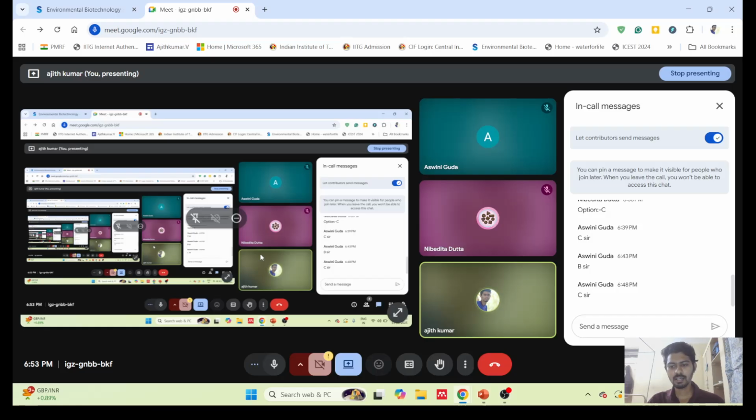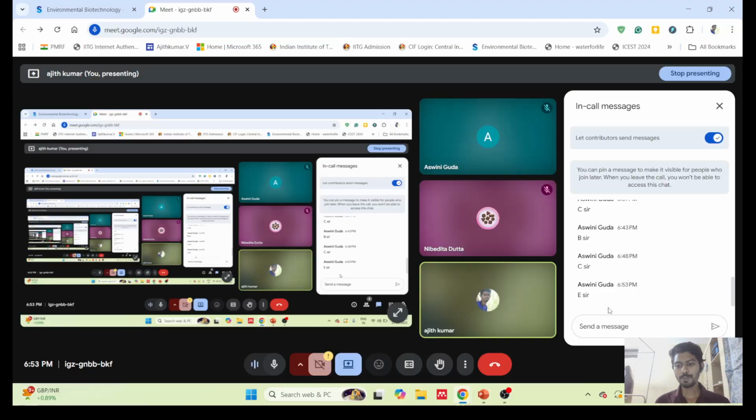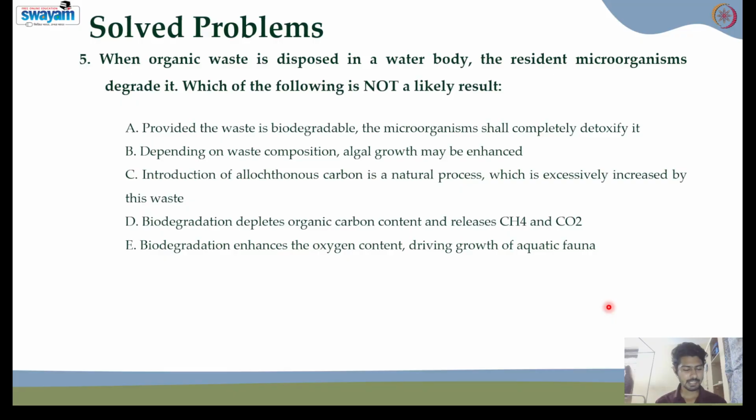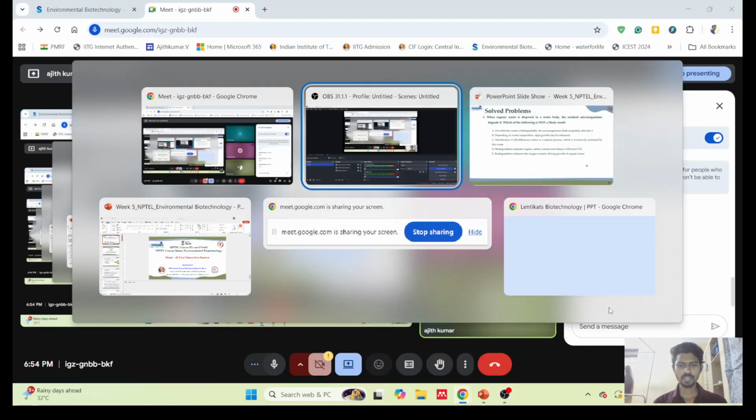So which among all of these is not a likely result? You just read the question and try to answer. Option E. Okay. Any other option? You can put your answer. You can try out. You can post your answers in the chat box. Option E. Okay.